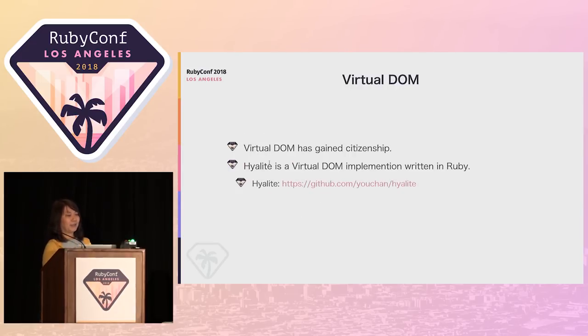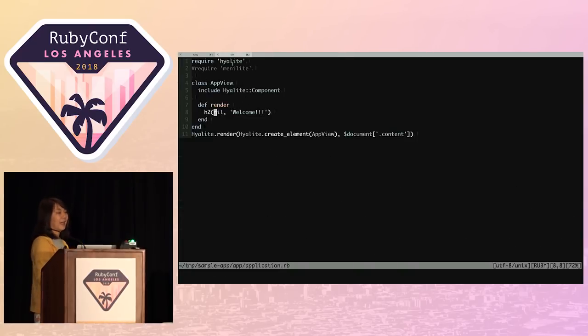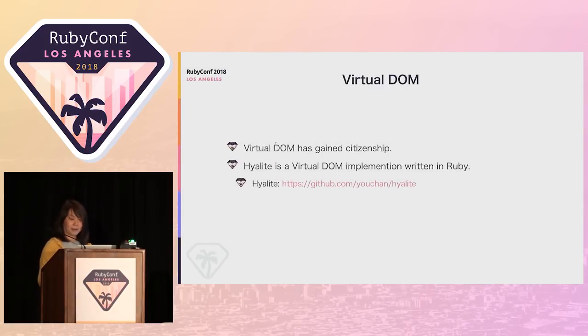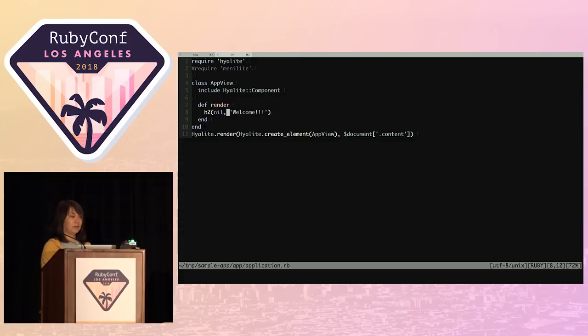Virtual DOM has gained citizenship. Hyalite is a virtual DOM implementation written in Ruby. The code used in Hyalite is just including component. And for example, let me modify this code.